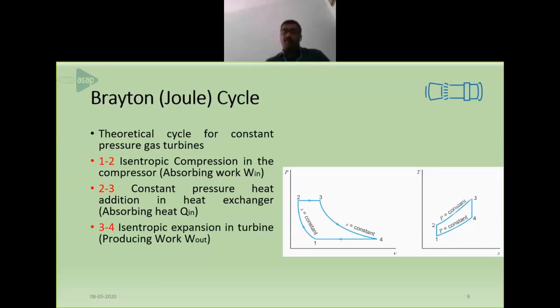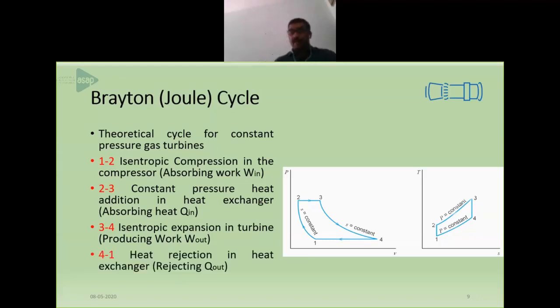In 3 to 4, it is again isentropic expansion, so it is producing work. So it is the work done by the turbine. As I mentioned, work done by the turbine is consumed by the compressor also. So work done by the turbine is the total work produced by the system, but we won't get that as an output, or the net output will be different from the work produced by the turbine.